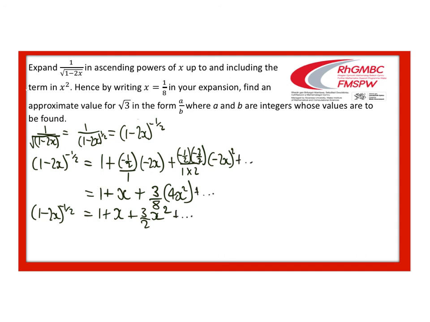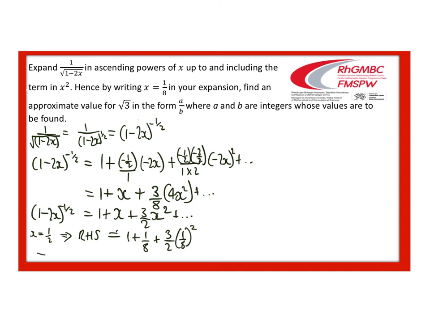It then says, hence by writing 1/8 in your expansion, find an approximate value for root 3 in the form a over b, where a and b are integers whose values are to be found. So I could start initially by saying, okay, x equals 1/8. If I deal with the right hand side, and I'm going to label the right hand side, I get right hand side equals 1 plus 1/8 plus 3 over 2 times 1/8 squared.